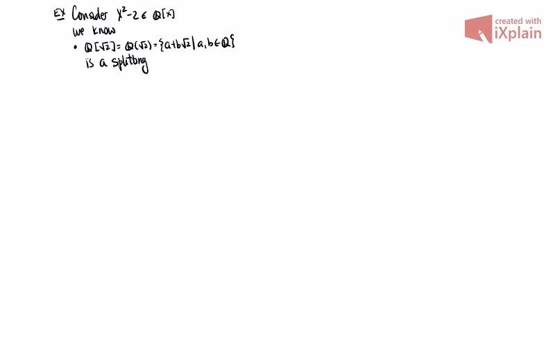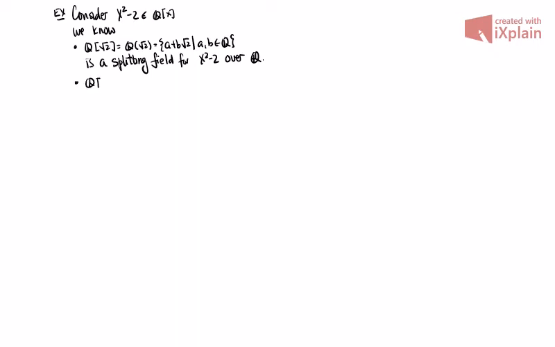So the first example is an old friend. We've seen it before. Again, it's x squared minus 2 in Q of x. So we know two things, or really three things, but they're of a different nature. So the first one is that Q adjoined root 2, which is the same as Q parentheses root 2, which is the same as a plus b root 2, a and b in Q, this guy is a splitting field for x squared minus 2 over Q.